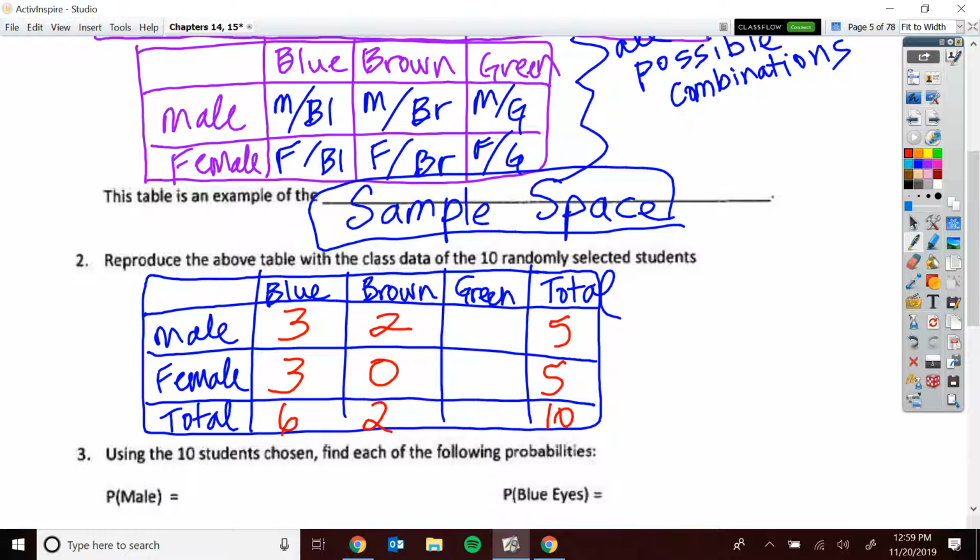So let's see. We should be able to figure out what's left. How many males have green eyes? None, because I already have 5 males. Females, what's my females with green eyes? Raise your hand. Yep, that's my 2 people. Good job. So that works out for a total of 2 green-eyed students. Okay, so there's our data set.